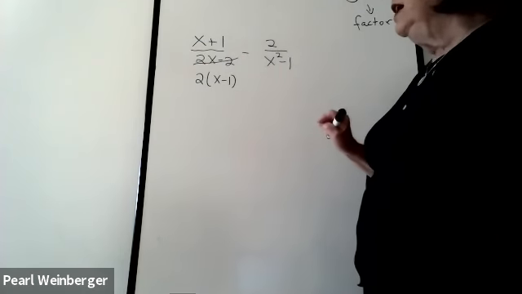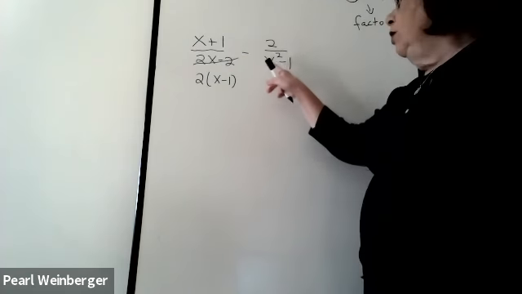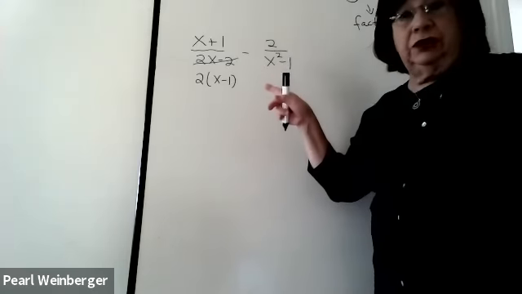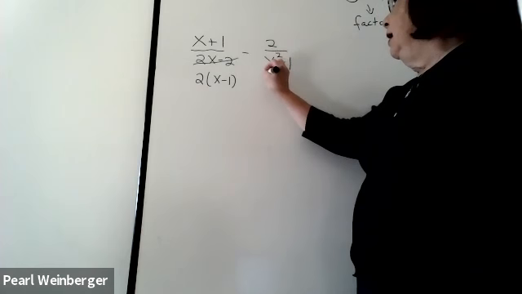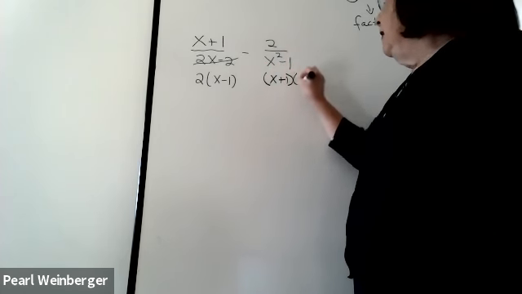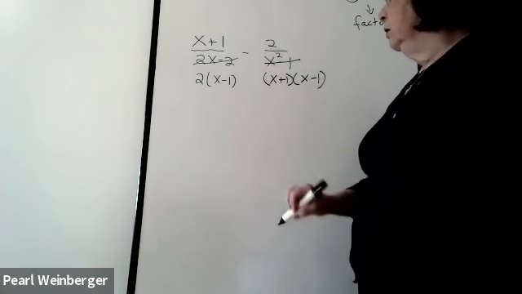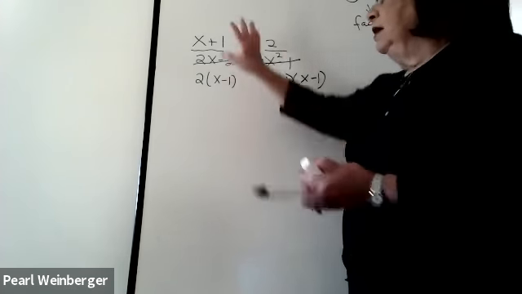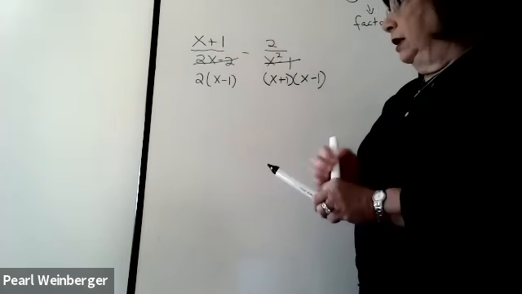I then go to my second denominator and I factor that. Again, I know how to factor this because this is the difference of squares. So I'm going to do x squared minus 1. I'm going to factor that to x plus 1 and x minus 1. And again, I ignore the numerators now. I'm just working at the denominators.